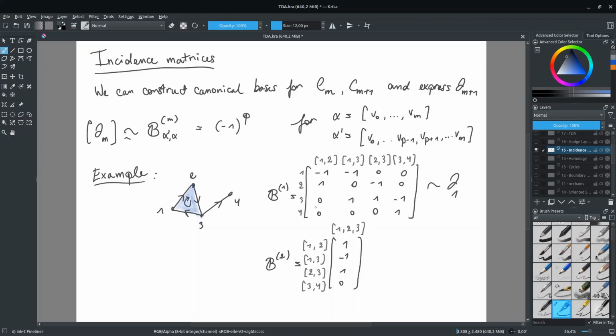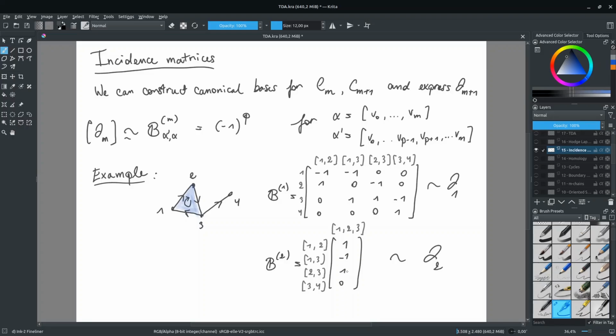I can also look at the representation of D2 because I only have one triangle. There's only one entry, and then I just have 1, minus 1, 0. Okay, so far so good.